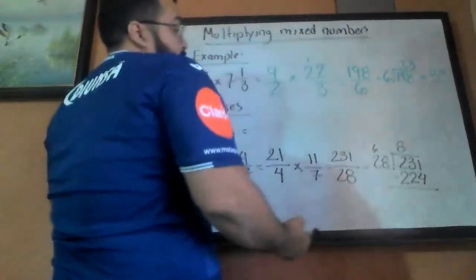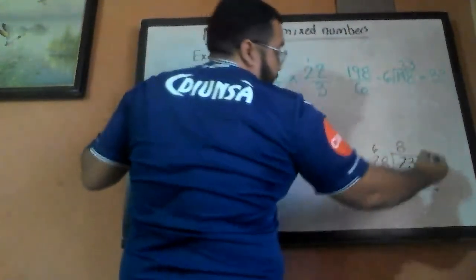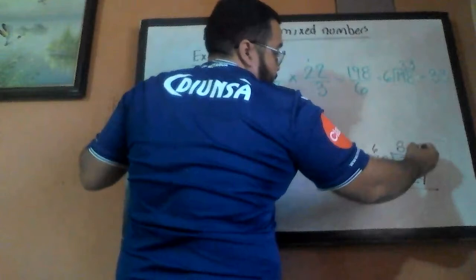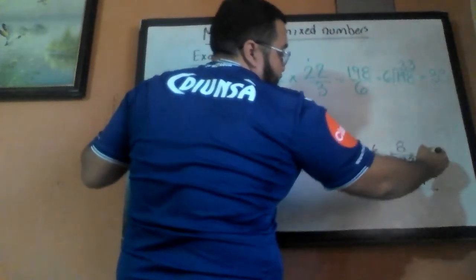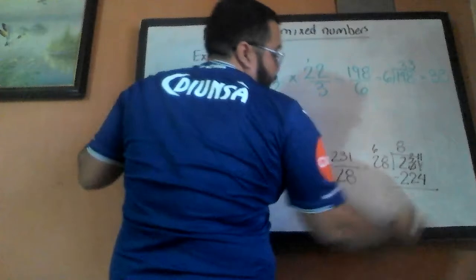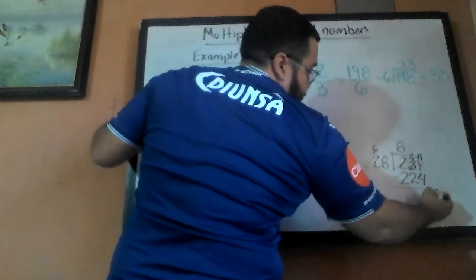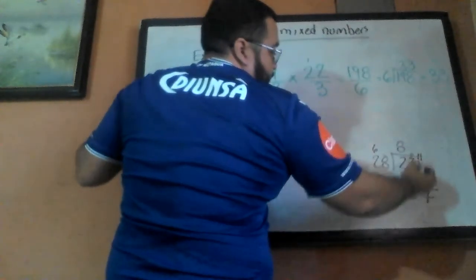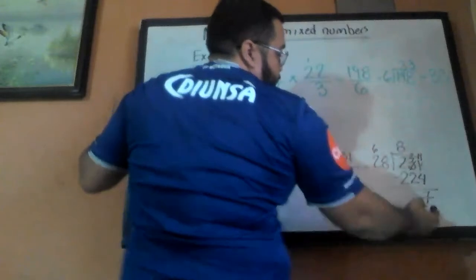And 1 minus 4, we cannot do it. It's going to ask 3 to give it 10 units. And this is going to be 11. 11 minus 4 equals 7. And 2 minus 2, 0. 2 minus 2, 0. With these three numbers, we have the answer.